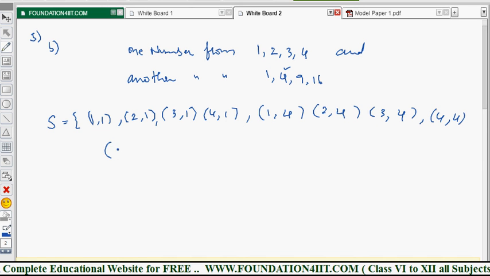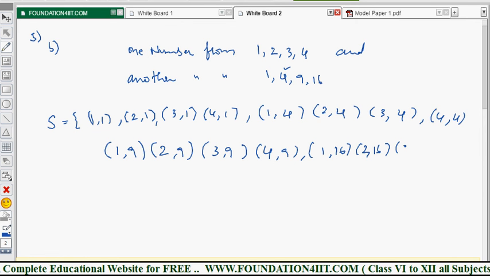Similarly, again 1, 2, 3, 4. Next number is 9, so 9 we can take. You can close these brackets. Instead of getting confused, you can make it like this. Again 1, 16 and 2, 16, 3, 16 and 4, 16. So this is the sample space. Here n of S is 16 total.